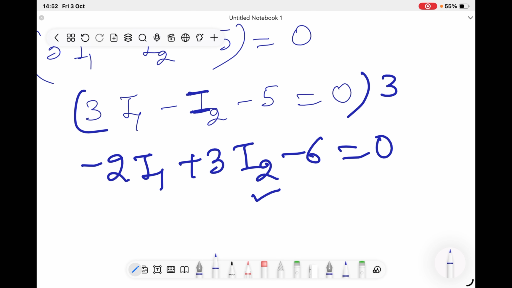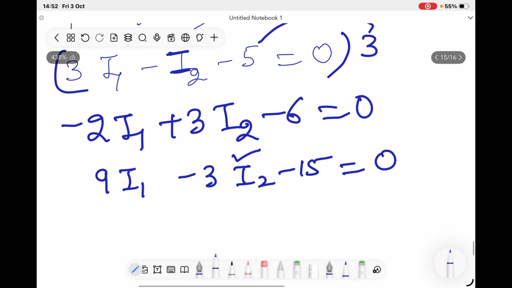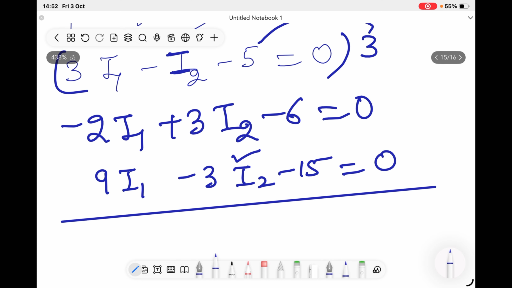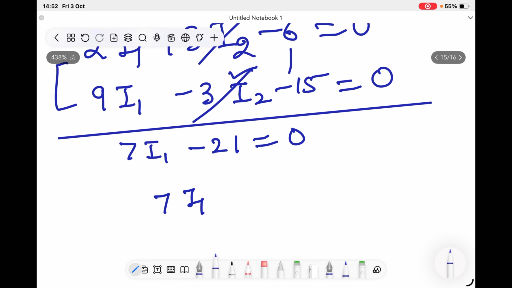And I'm writing here 3 into 3, 9I1. Then minus 3I2, then 3 into 5 is 15 equals 0. Now you should see what you should do. To cancel out I2, should you add or subtract? You should add because there are opposite signs, so add them. This will be cancelled. You will be doing this. 9 minus 2 is 7I1, and minus 15 minus 6 is minus 21 equals 0. So 7I1 equals 21 and I1 equals 3.